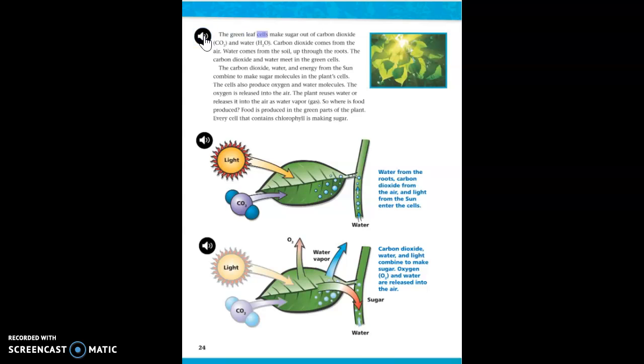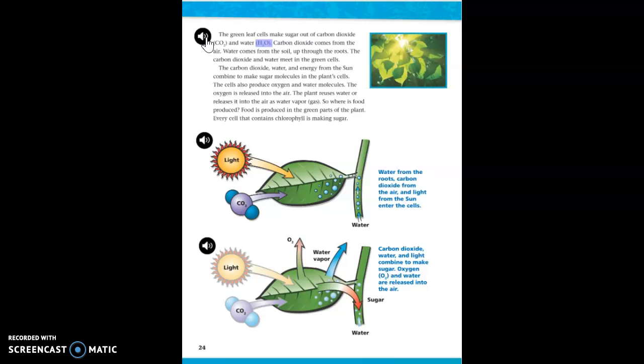The green leaf cells make sugar out of carbon dioxide, CO2, and water, H2O. Carbon dioxide comes from the air. Water comes from the soil, up through the roots. The carbon dioxide and water meet in the green cells. The carbon dioxide, water, and energy from the sun combine to make sugar molecules in the plant's cells.